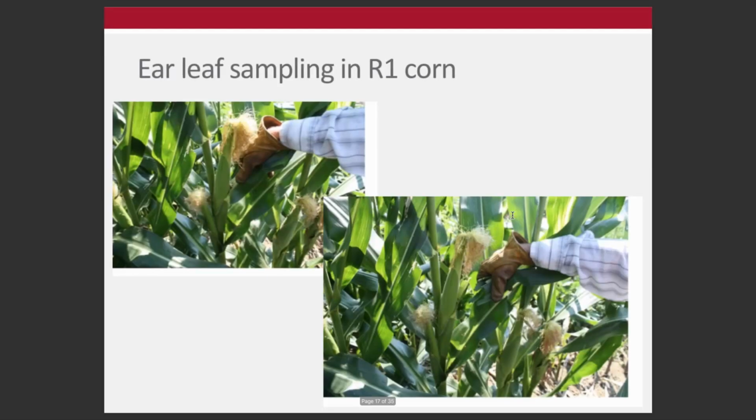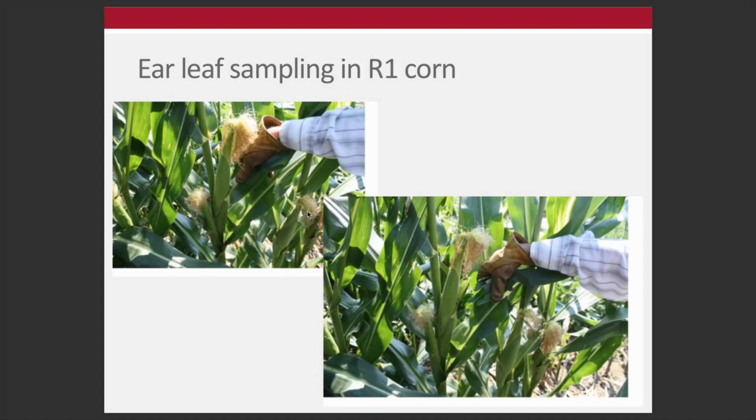So I'll just run really quickly about some common field-based measurements that we would run in the lab. And so the first one is ear leaf sampling in corn. So we call this R1 corn for when corn is silking. This is a point in time, and for all of our field crops, it's often a point in time when the crop has gone through a burst of growth.